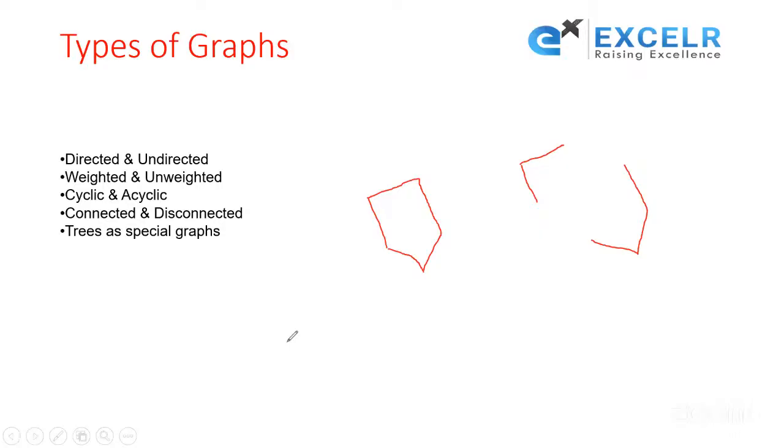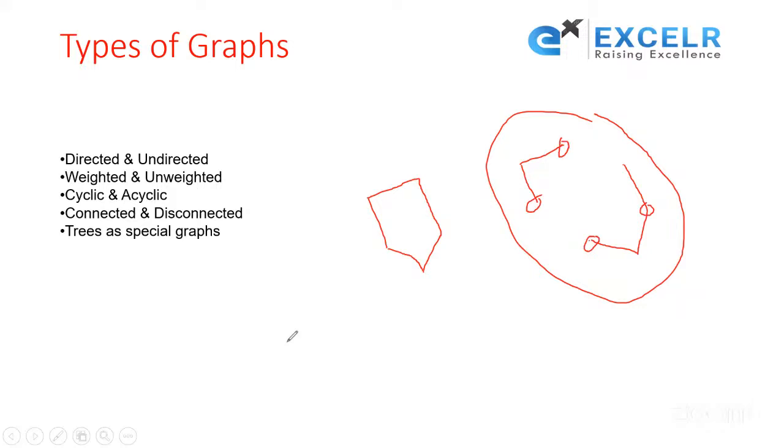So what about this total graph? See, it has got two components and both the components are disconnected from each other. You cannot reach this vertex from this vertex. Similarly, you cannot reach this vertex from this vertex. So I would say that this graph is a disconnected graph.